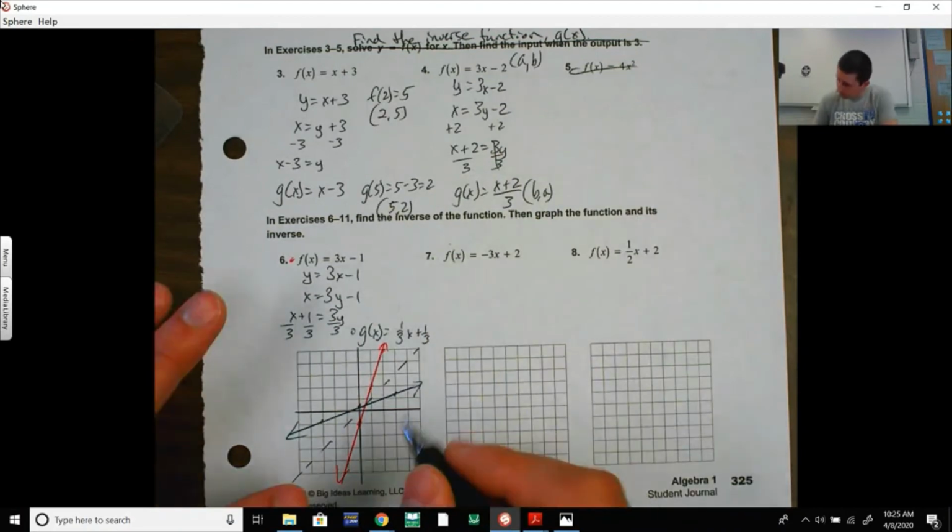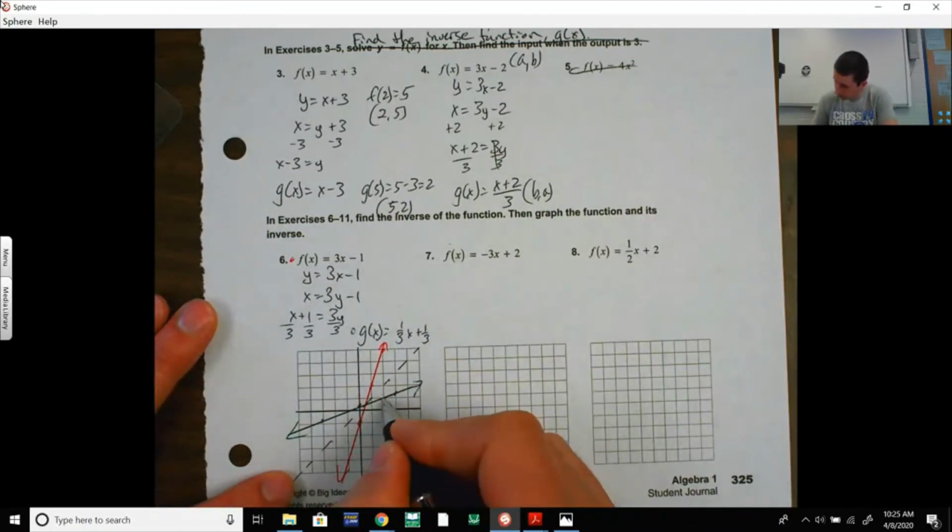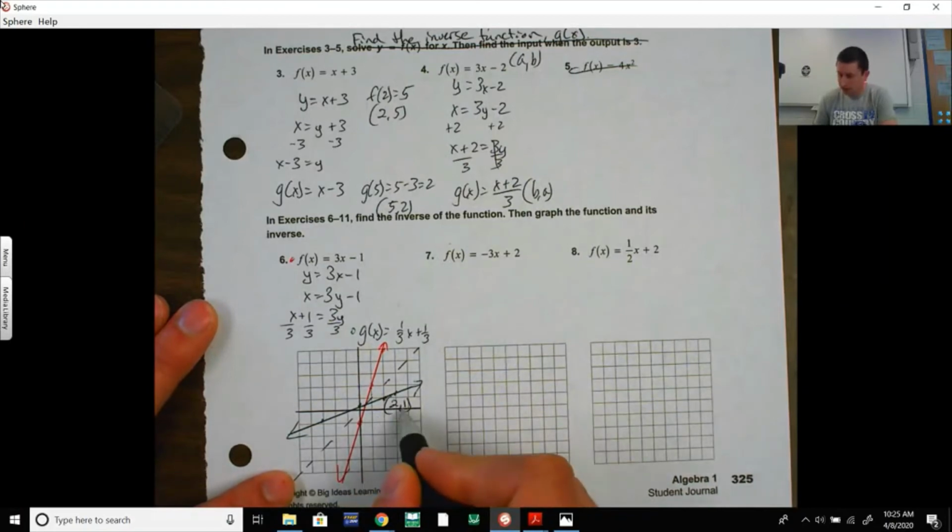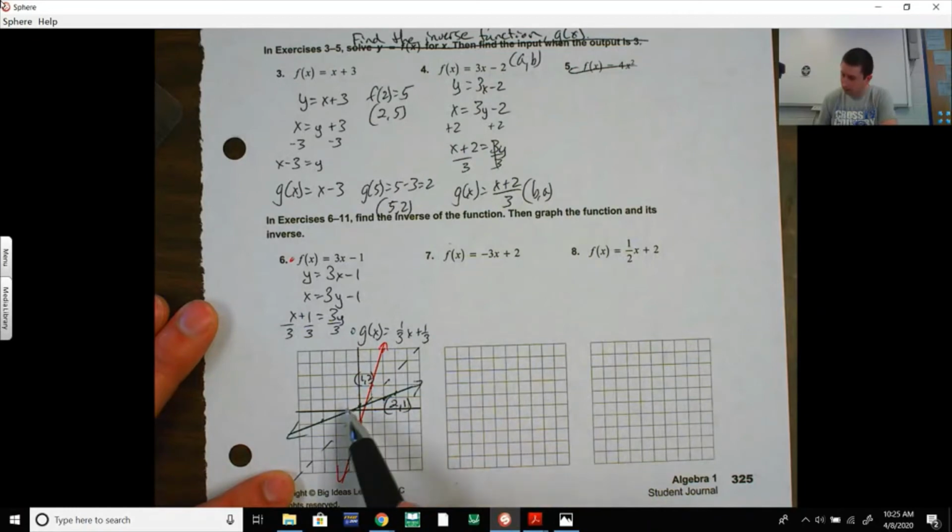Okay, and you can check some points here. Like, this looks like it goes to the point 2, 1. So if 2, 1 is on this, the inverse better have 1, 2, which it does right there. So 1, 2 is on this line, 2, 1's on this line. 0, negative 1's on this one, negative 1, 0 looks to be on that one.